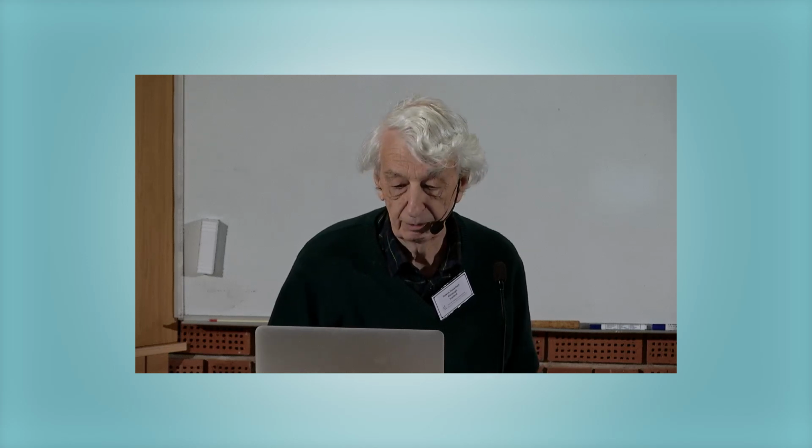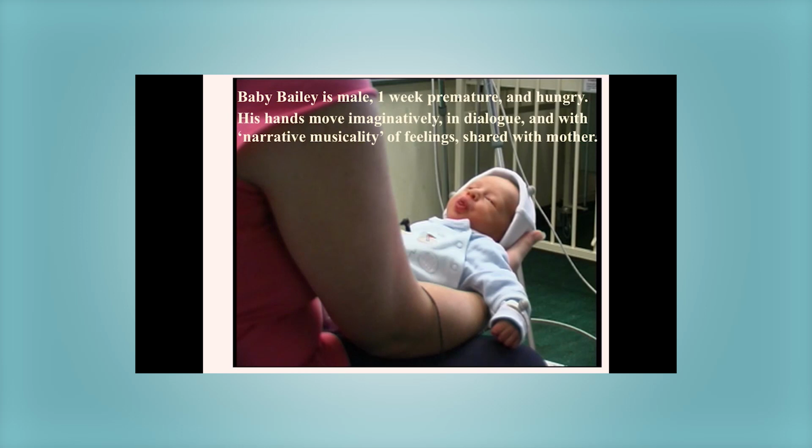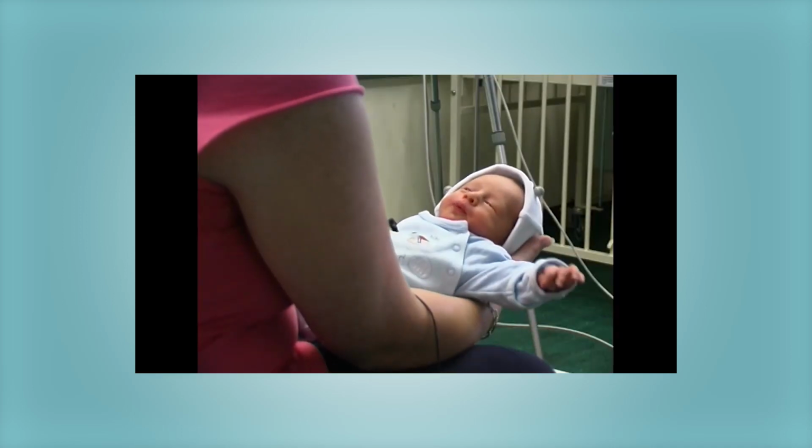What it happens to be is the left and right arm of a 1-week premature baby who's hungry. The left arm is the red dot, and the blue dot is the right arm. And the mother is trying to calm the baby. See if you start to get annoyed with Mum.